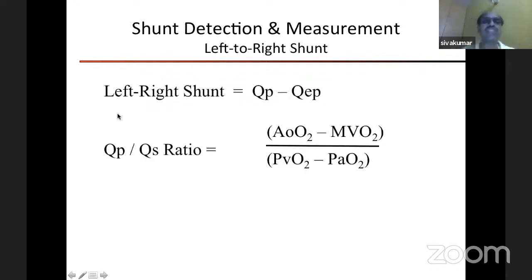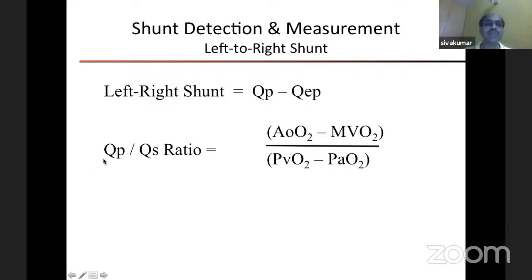So left to right shunt means QP minus QEP. QEP is the actual amount of venous blood that is entering. QP is the total amount of blood that is entering, which includes the shunt also. So left to right shunt is QP minus QEP.